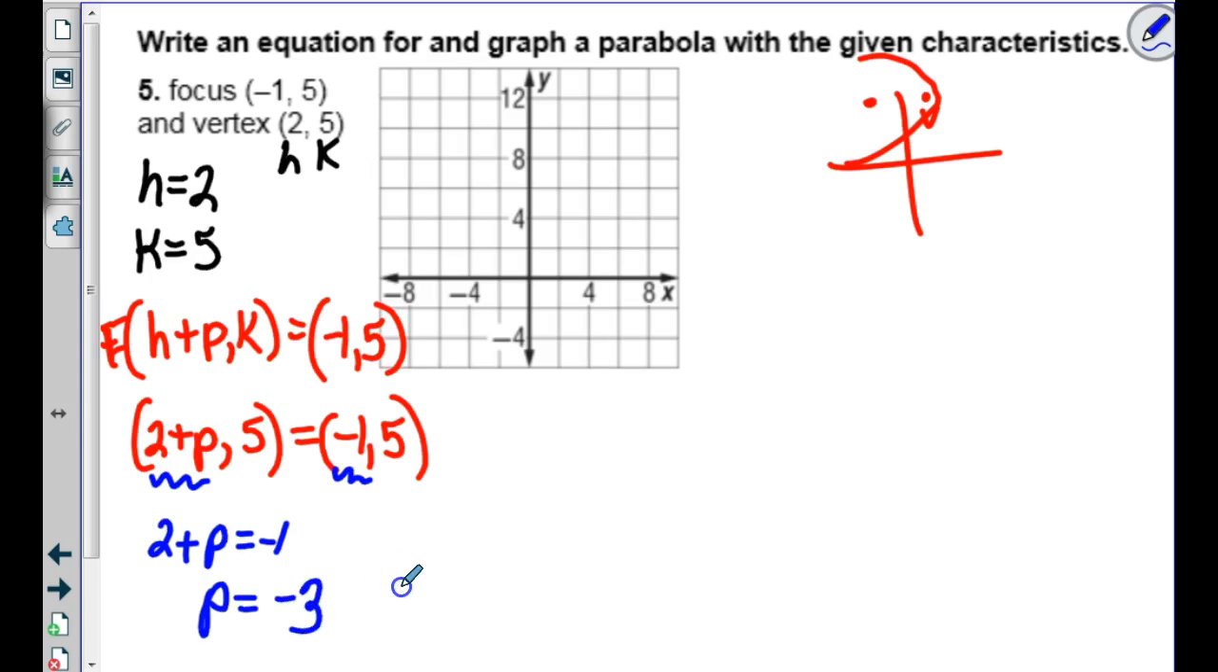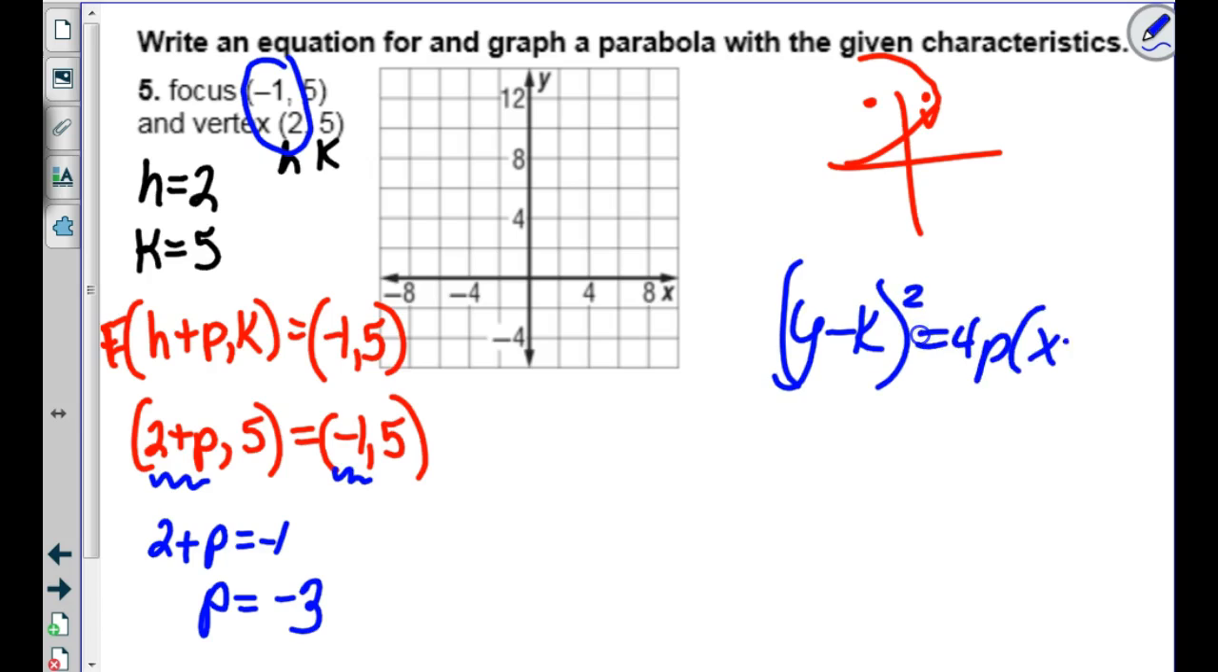Does the negative make it open to the left? Could anybody have figured out that the distance from there to there was -3, maybe? Okay, so let's write the equation. What's the recipe? Sideways, y minus k. Oh, my y is kind of sideways even. Equals 4p times x minus h.